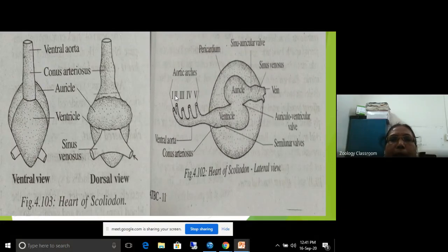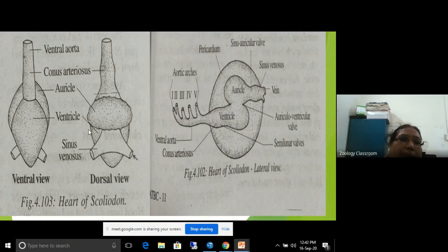The conus arteriosus leads to the next part, called the ventral aorta. From this ventral aorta there are aortic arches, which divide into afferent vessels that carry blood to the gills. From the gills, they are called efferent. This is the lateral view of the Scoliodon heart. It is an S-shaped structure, and the collected blood is impure blood. Impure blood goes from sinus venosus to auricle, auricle to ventricle, ventricle to conus arteriosus, then ventral aorta. So impure blood is present only in the heart, and this heart is called a venous heart.